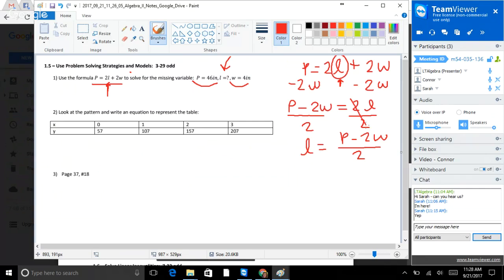So this formula and this formula are the same thing. They've just been solved for different variables. The reason the second formula is helpful is that they give us P and W. They give us the perimeter and width.